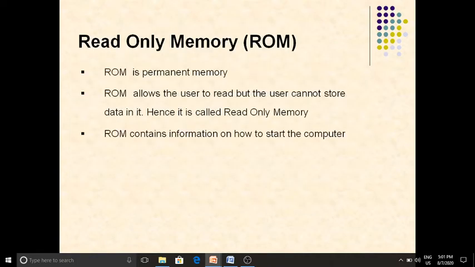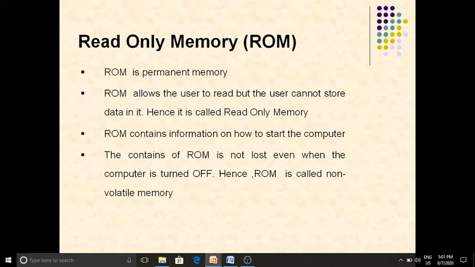Next type of primary memory is ROM. ROM is permanent memory, read only memory. What is the full form of ROM? Read only memory. ROM allows the user to read, but the user cannot store data in it. Hence it is called read only memory.